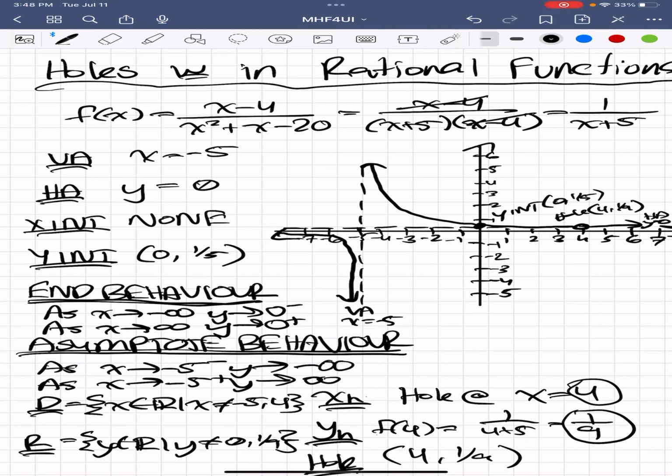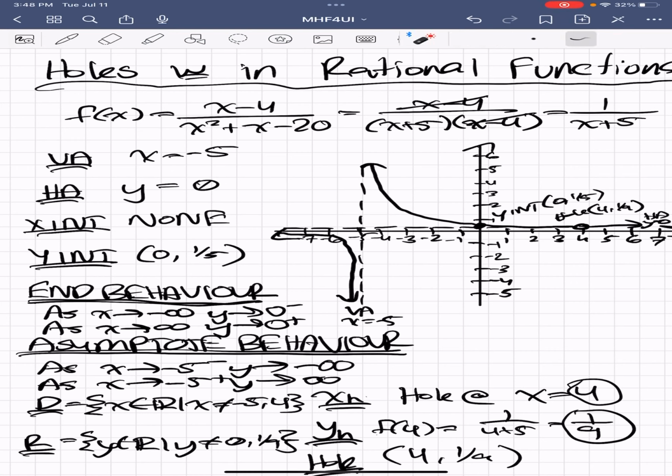So as you can see here, the entire graph is graphed. We have end behavior and asymptote behavior. We did domain and range. We found the x and y value for the hole, and all of it is complete. So that's graphing holes within rational functions.